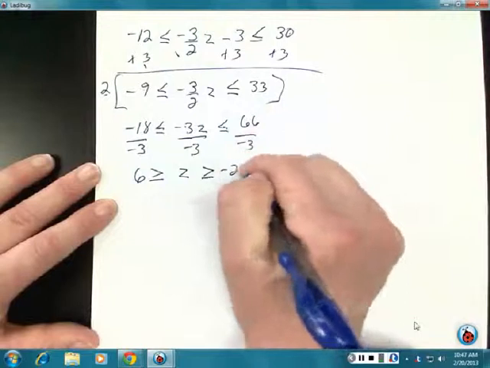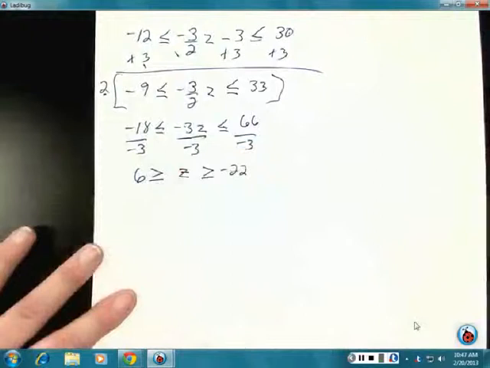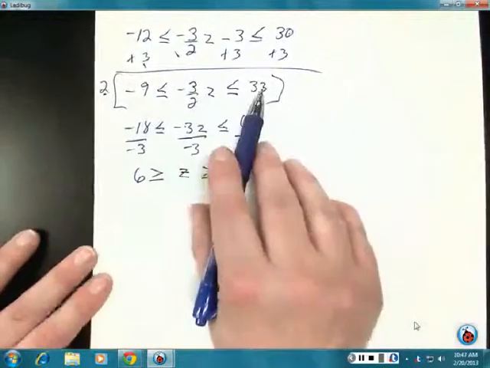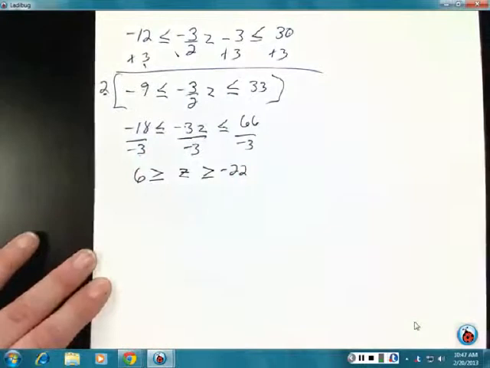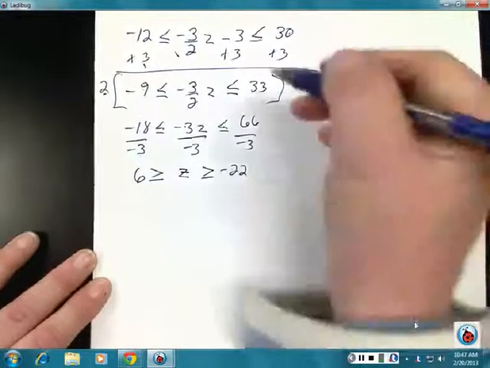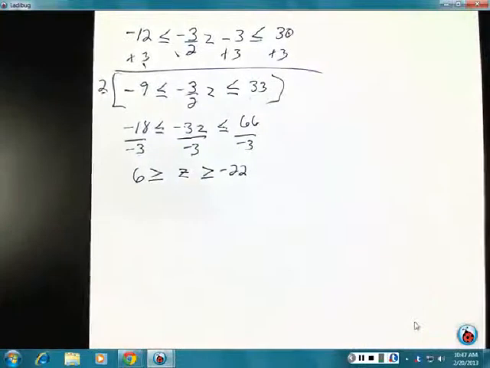Negative 22. Yep. How'd you get 66? 2 times 33. Remember, we multiplied everybody by 2. So 30, this is a 30. Okay. Yep, that's how.